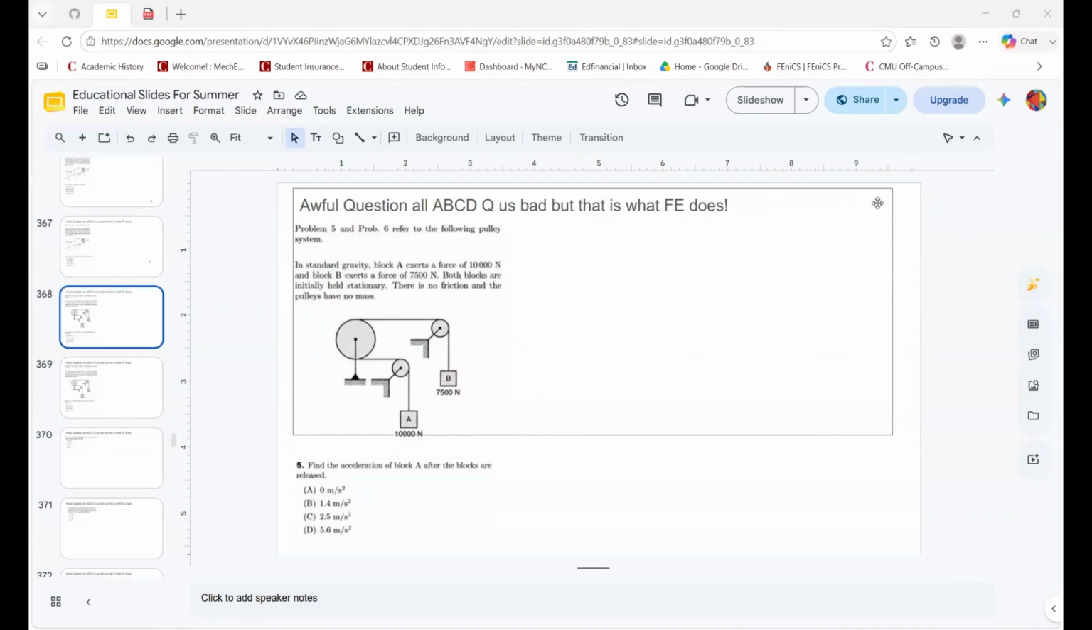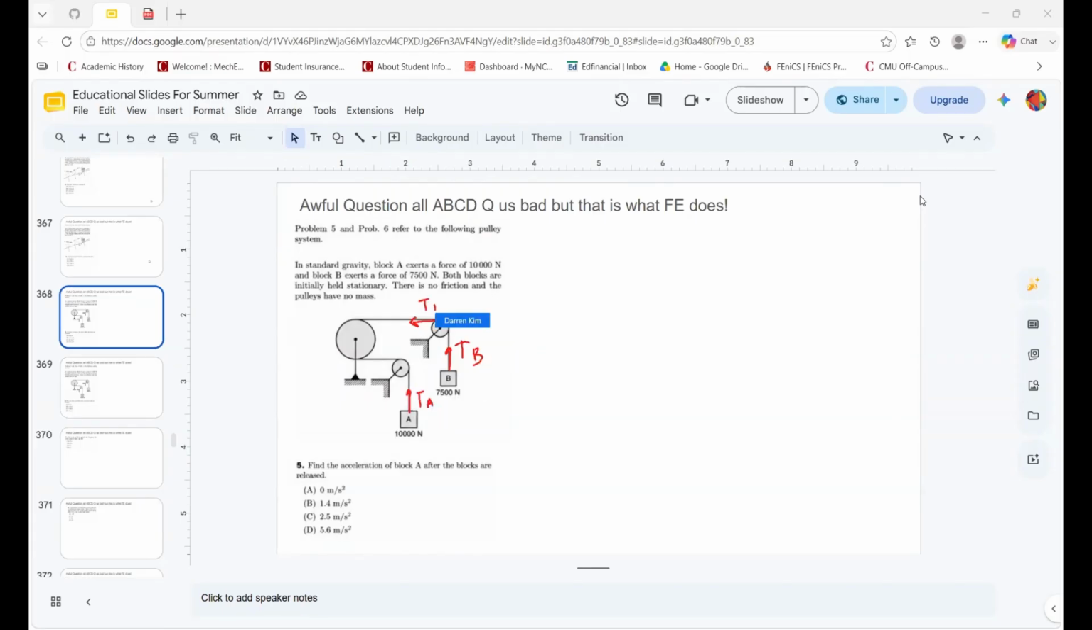Anyway, in standard gravity, block A exerts a force of 10,000, and block B exerts a force of 7,500. Both blocks are initially held stationary. There is no friction, and the pulley has no mass. Okay, so clearly, this one has tension B, this one has tension A, and this has tension B because it transfers. Tension B, tension A, tension A.